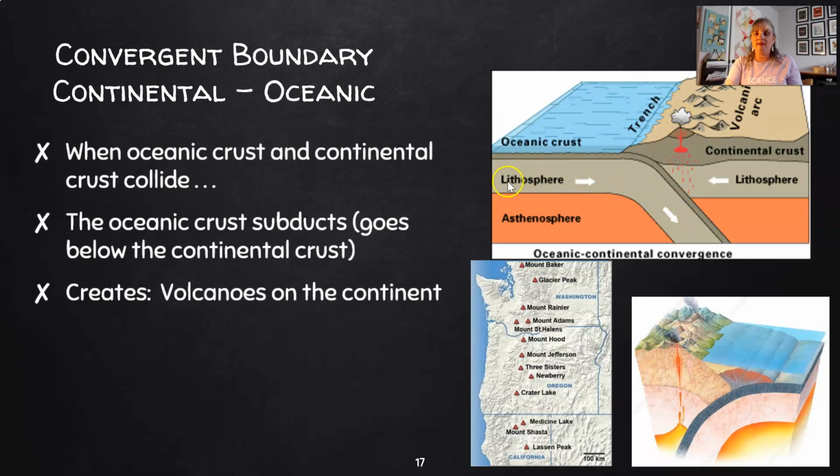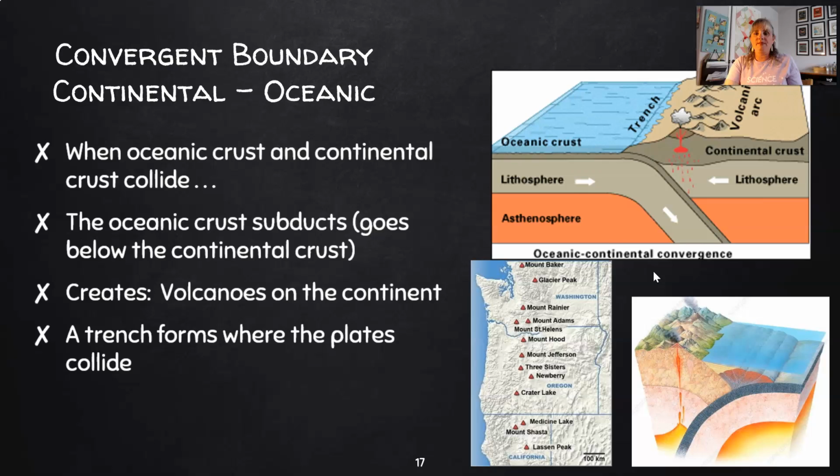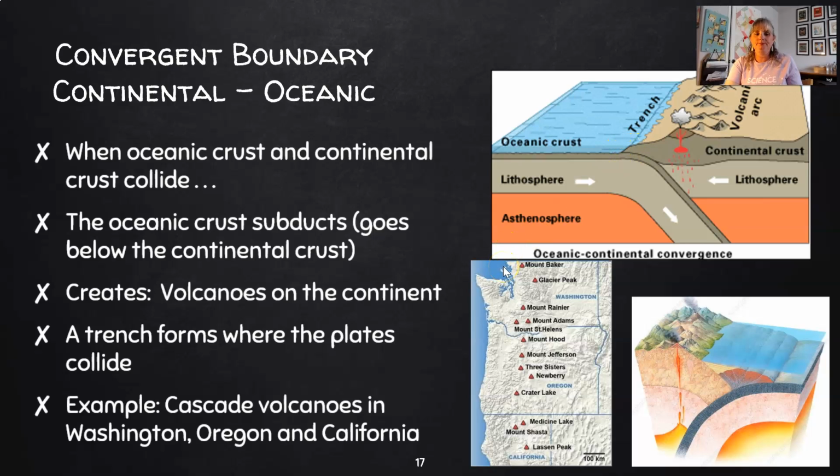So we have the same issue as the oceanic, where this crust that's going down here is being melted in the mantle, and magma can come up and create volcanoes. There's also a trench that forms. I don't want to say hole because it's not just a hole, but if you dug a line in the dirt, that would be a trench. So it's where the one plate is going underneath the other one, and it kind of bends the other plate underneath a little bit.